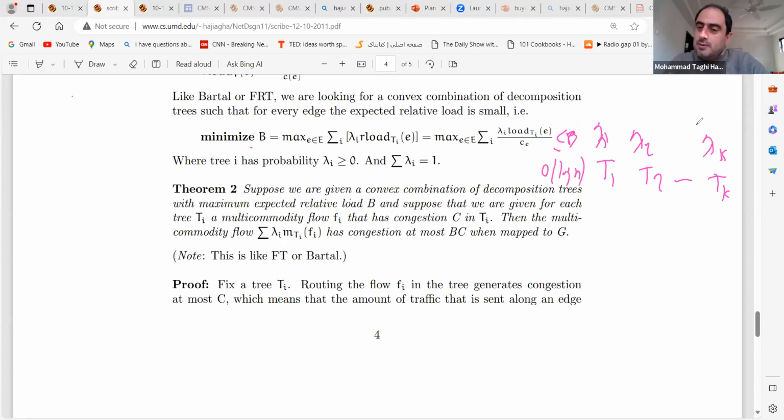So how can I get oblivious routing? Oblivious routing would be very simple. For any s-t pair, I need to tell you how I route this path for one unit of flow.